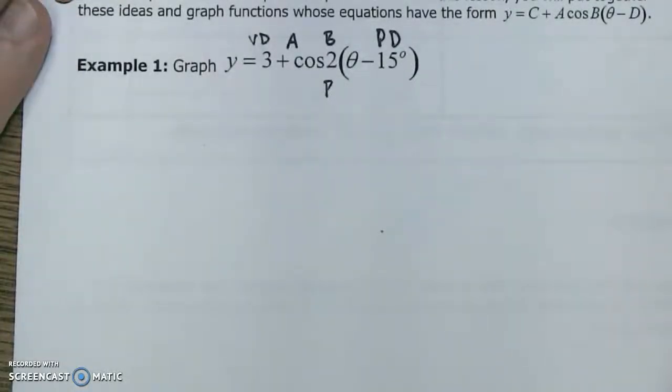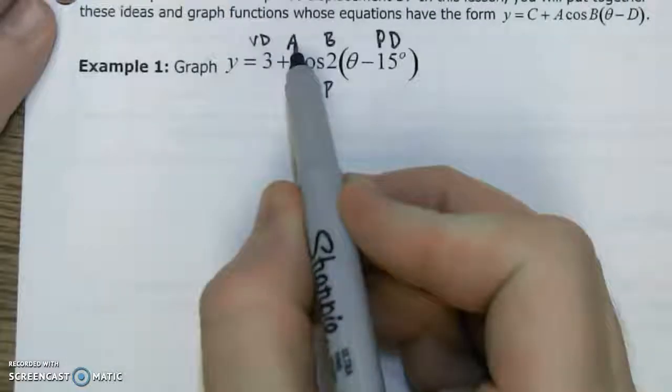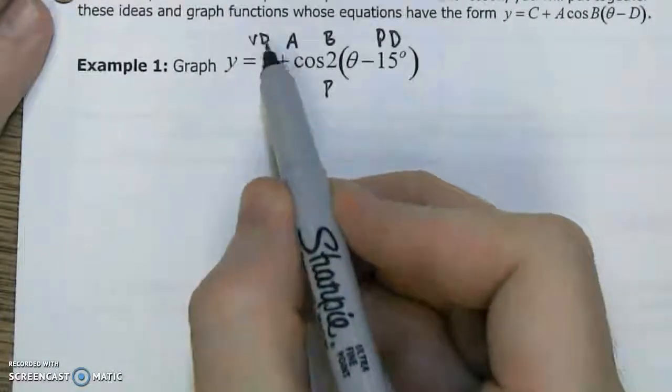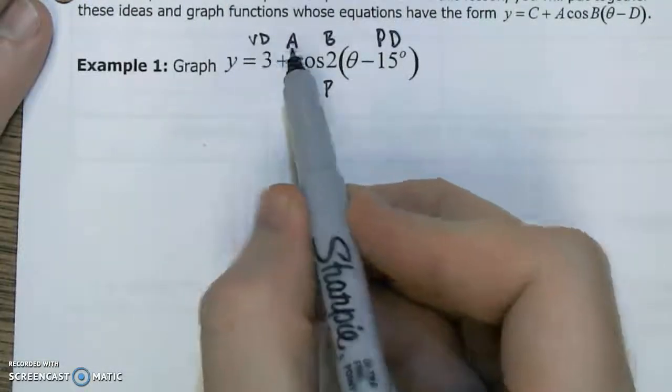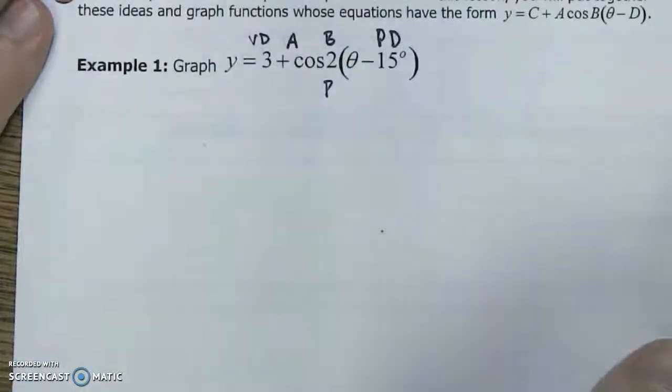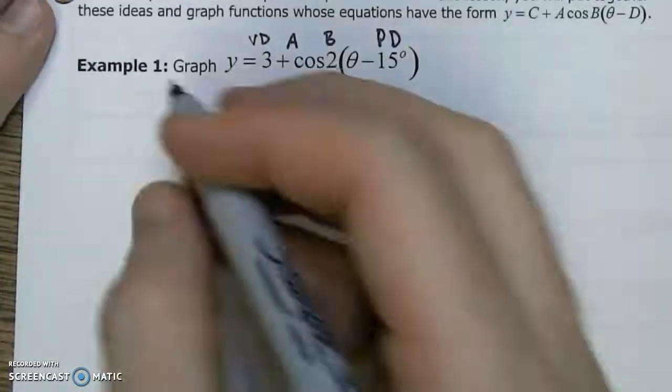If you were to use A, B, C, and D, this is C, A, B, D. But you can go ahead and put vertical displacement, amplitude, period, and phase displacement if you want to remember. So let's go ahead and write those down.